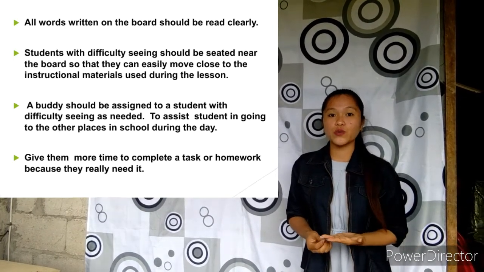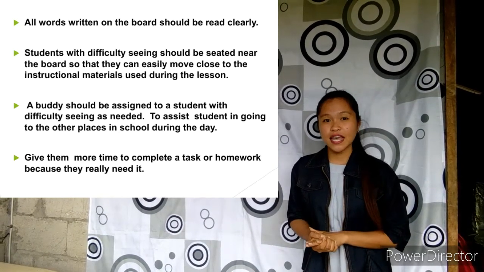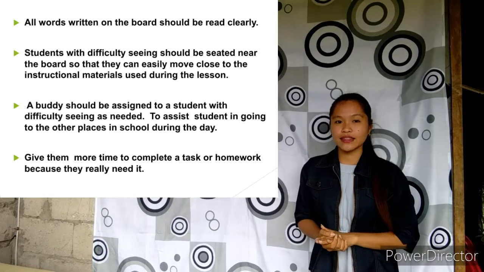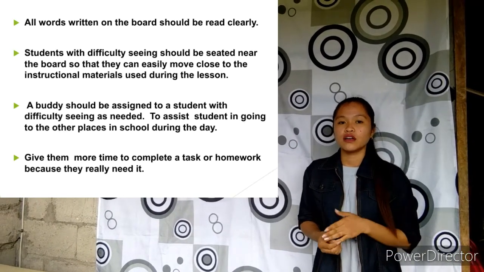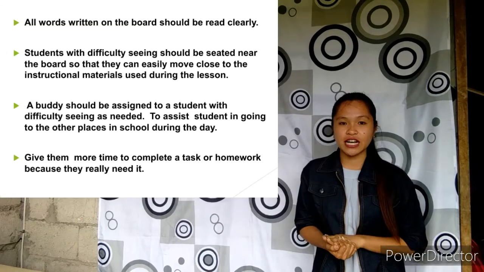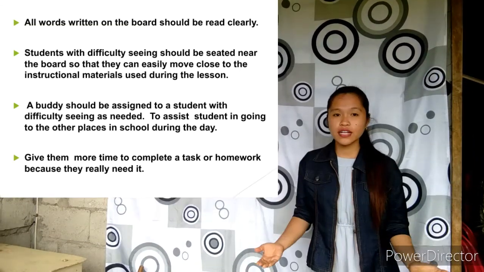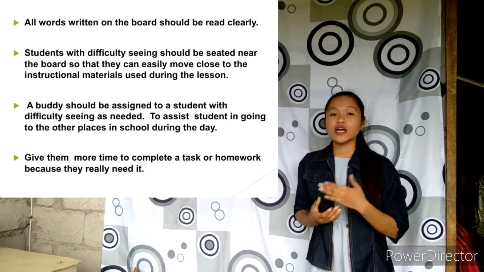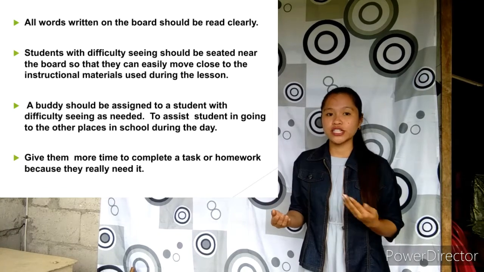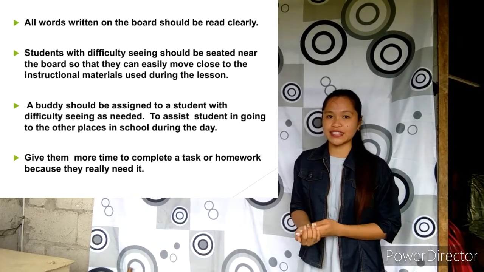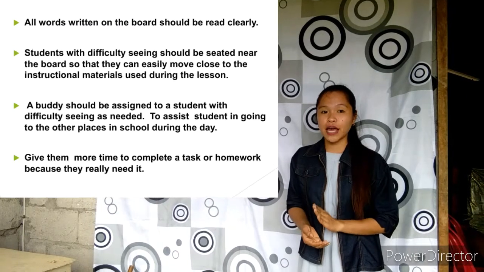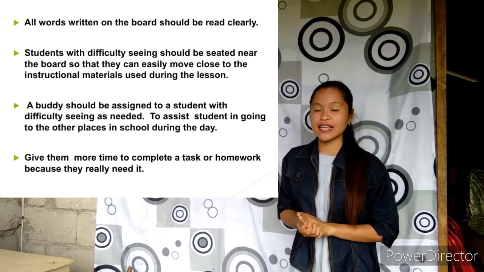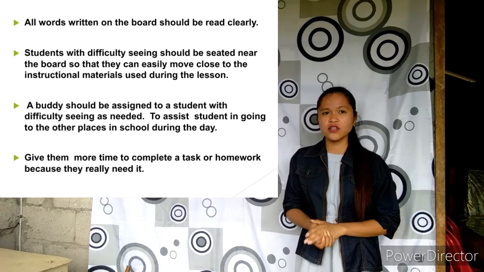Then students with difficulty in seeing must be seated near the board so that they can easily move near to the instructional materials used in the lesson. Another is a buddy must be assigned to a student with difficulty in seeing to assist the student whenever he or she goes to other places in school during daytime. And lastly, give them more time in answering their tasks and homework because they really need it. So those are the tips in order to handle students with difficulty in seeing.